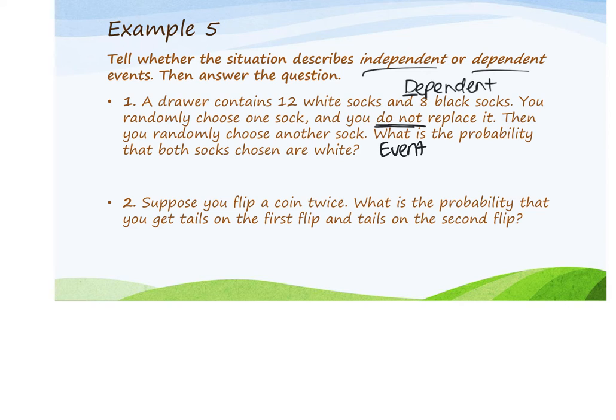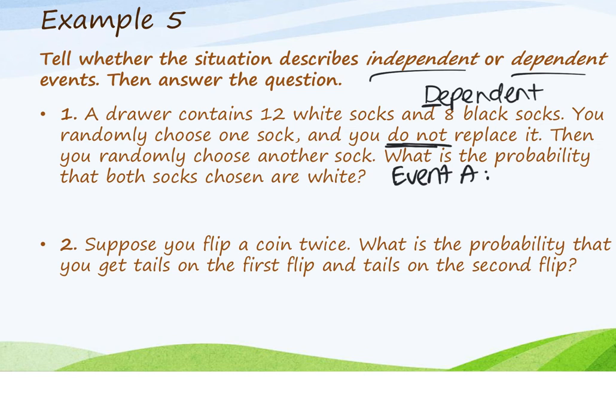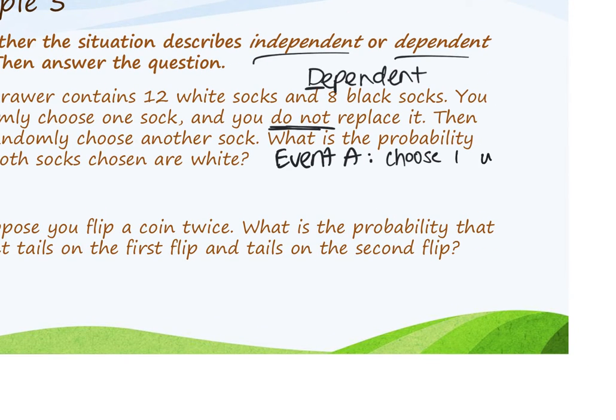What are we looking to happen the first time? Because there's two things that are happening here. What is event A? What's the first thing that we're choosing, or the first event that we want to happen? Pick one of the socks. But specifically, what do we want to pick? Choose one white sock. So in event A, we've chosen one white sock. And what would event B be? It would be choose another white sock.